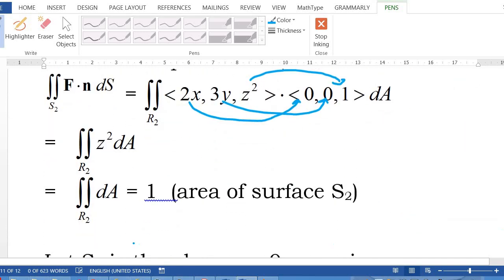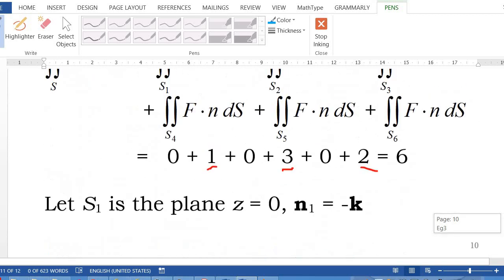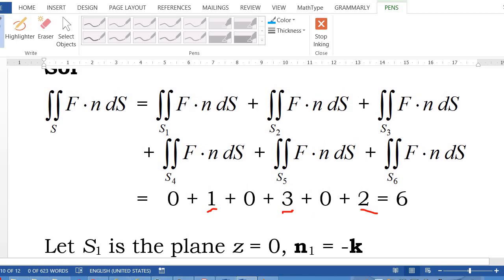Then you get this one. This double integral actually represents the area of S2, which is 1 unit. S2, the projection you get is on z equal to 0. But each surface is 1 unit. That's why this represents the area of surface S2, which is 1. That's why the second result you have is 1 here.